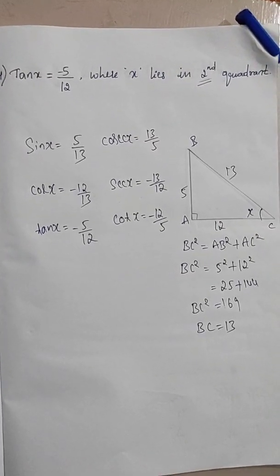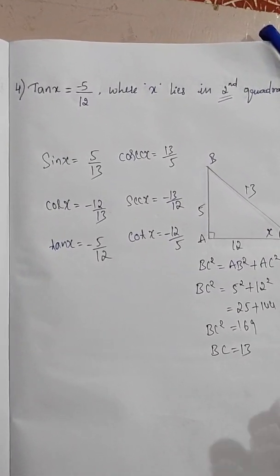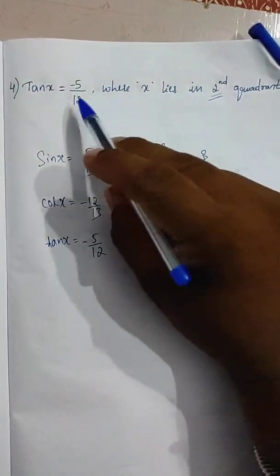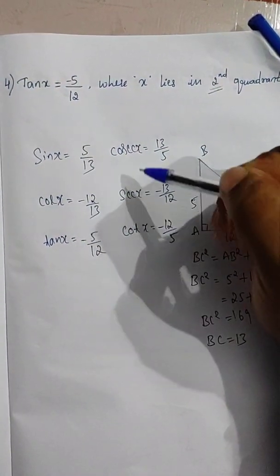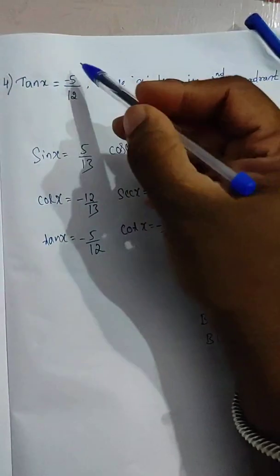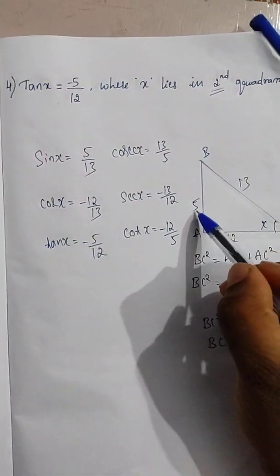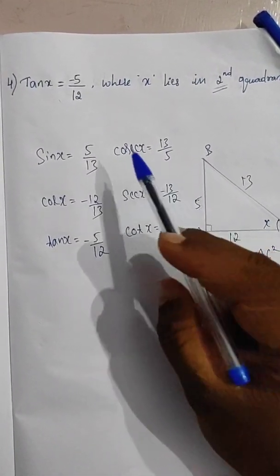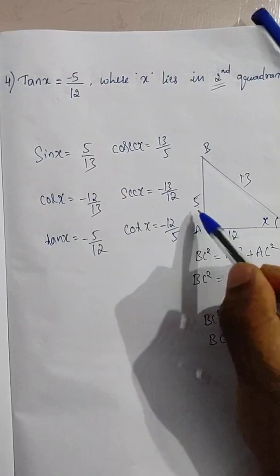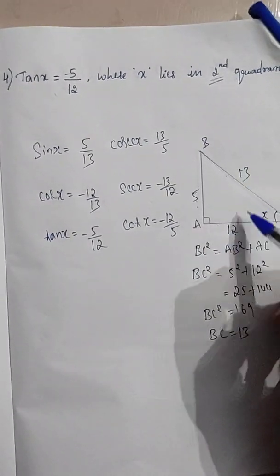So once again I am repeating. Tan x is equal to minus 5 by 12, where x lies in the second quadrant. Since x lies in the second quadrant, tan is negative. So you want to find the other ratios. First, don't write the sign. Just write 5 by 12. So here opposite by adjacent means opposite 5, adjacent 12. So you want to find the hypotenuse by using the Pythagoras theorem.